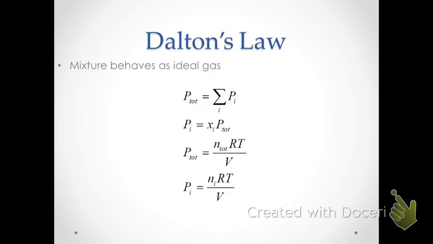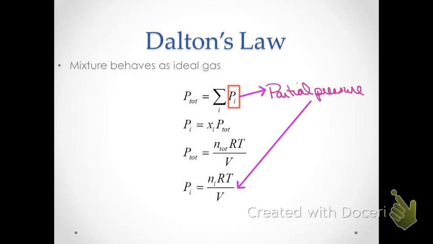Here we see Dalton's law, where this top equation here shows that the total pressure is the sum of the pressures of the individual gases, which are called partial pressures. So for example, if we have a mixture of helium and nitrogen, the total pressure is equal to the partial pressure of helium plus the partial pressure of nitrogen.